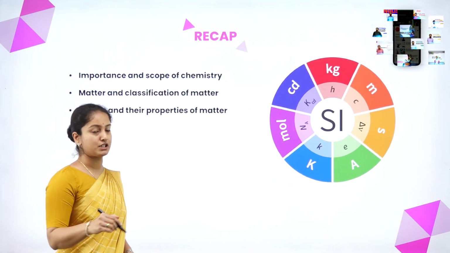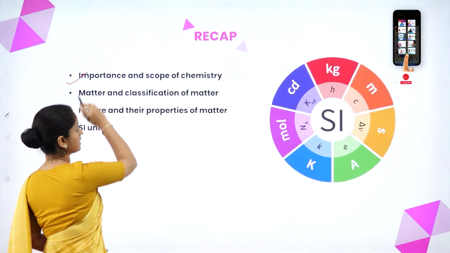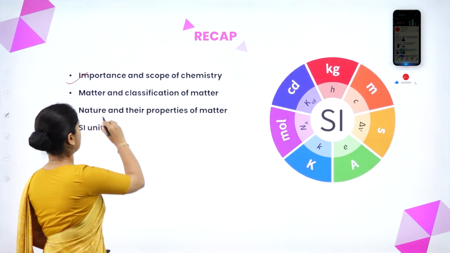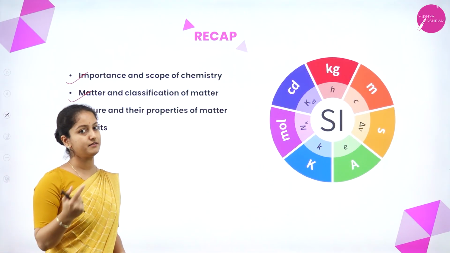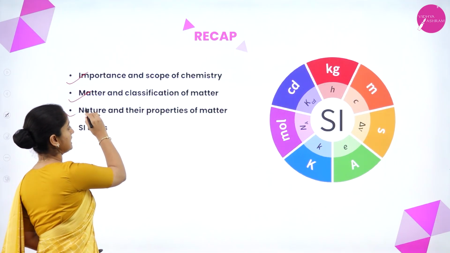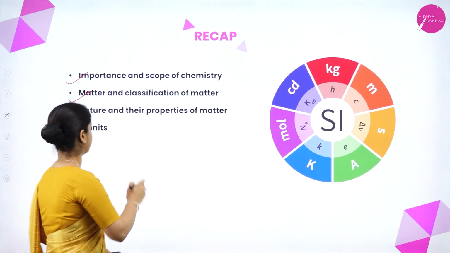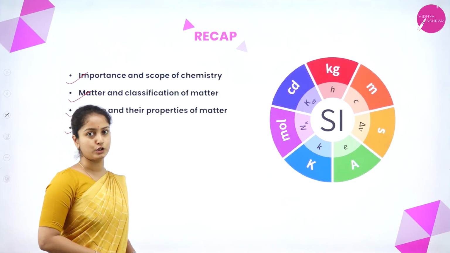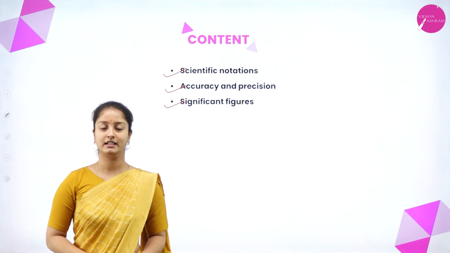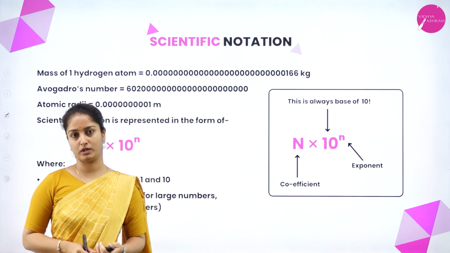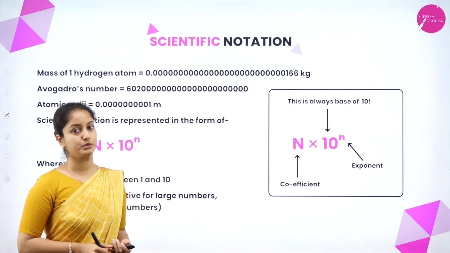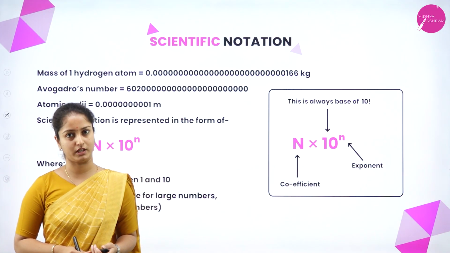So, in the previous session, we had studied the importance and scope of chemistry, then matter and its classification based on both chemical properties and physical properties, then nature and properties of matter, then SI unit. Shall we start today's session? Yes. Now, let us learn about scientific notation and how to represent scientific notation.